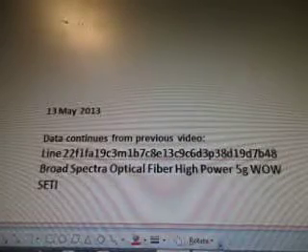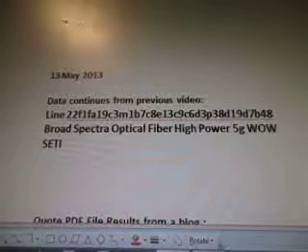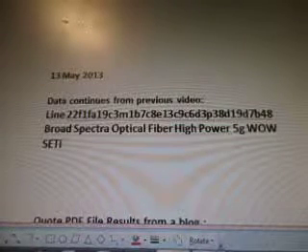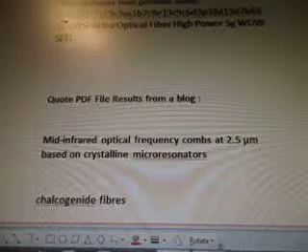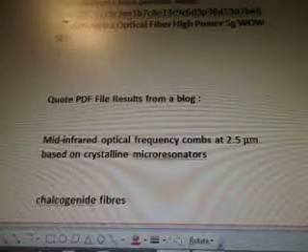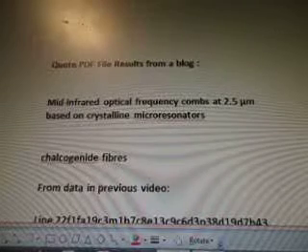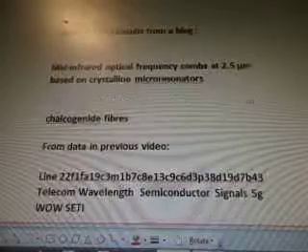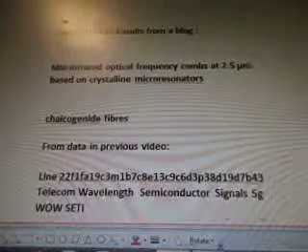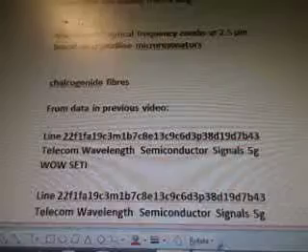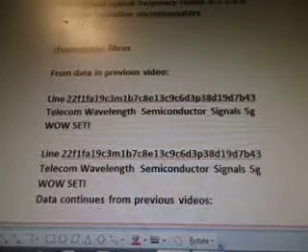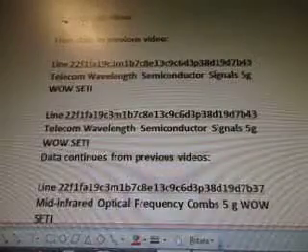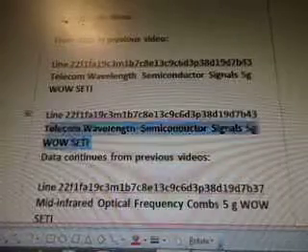Today is the 26th. So the previous video was this line of data, broad spectra optical fiber high power. However, we're working on the quote PDF file results from a blog. The keywords were mid-infrared optical frequency combs at 2.5 ohm based on crystalline microresonators. Then we looked at chalcogenide fibers, and that came up in this line of data, telecom wavelength semiconductor signals. And then I've got to repeat it, all of them. That's crazy. Okay, I don't know how I did that.